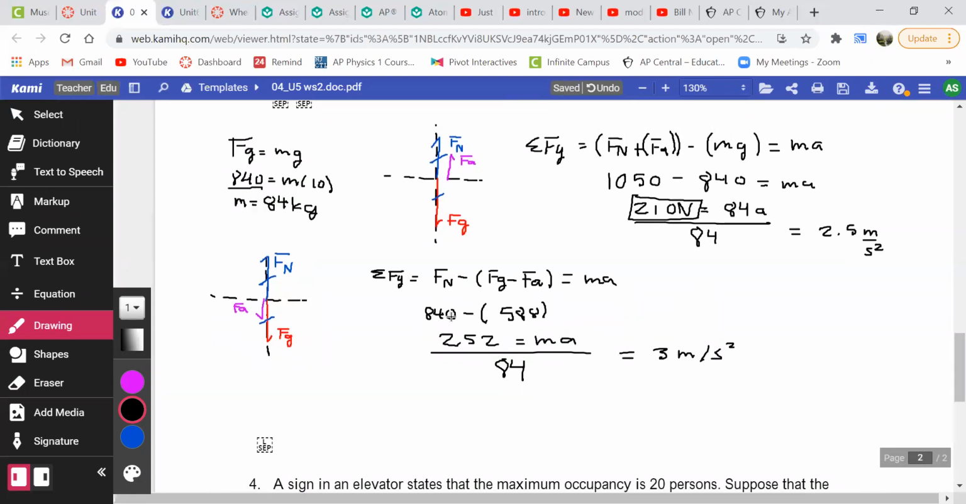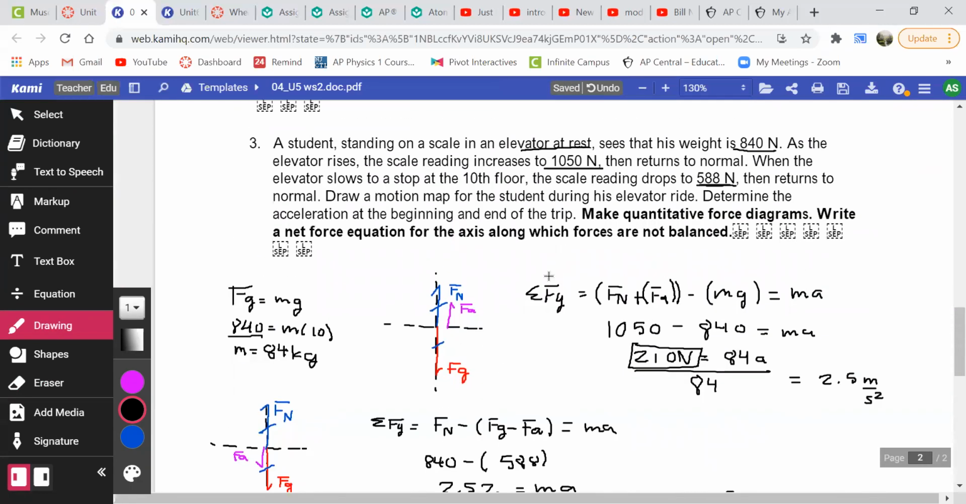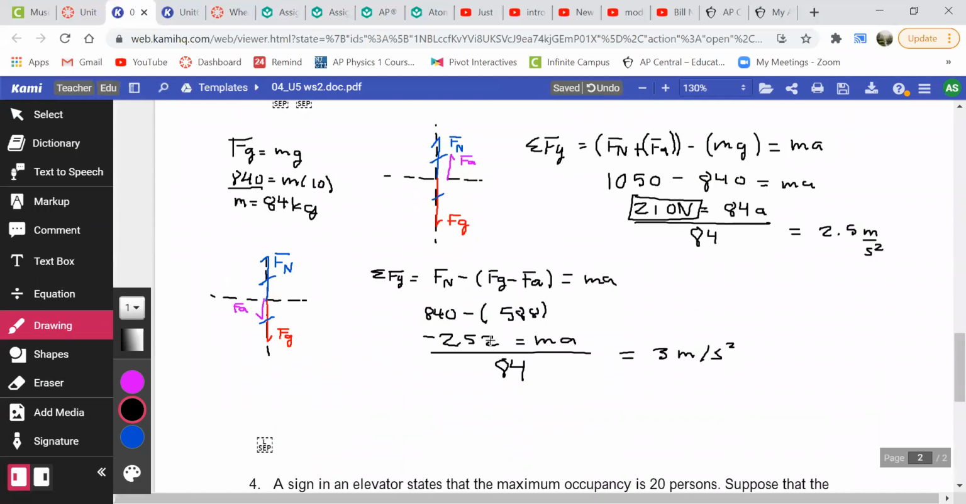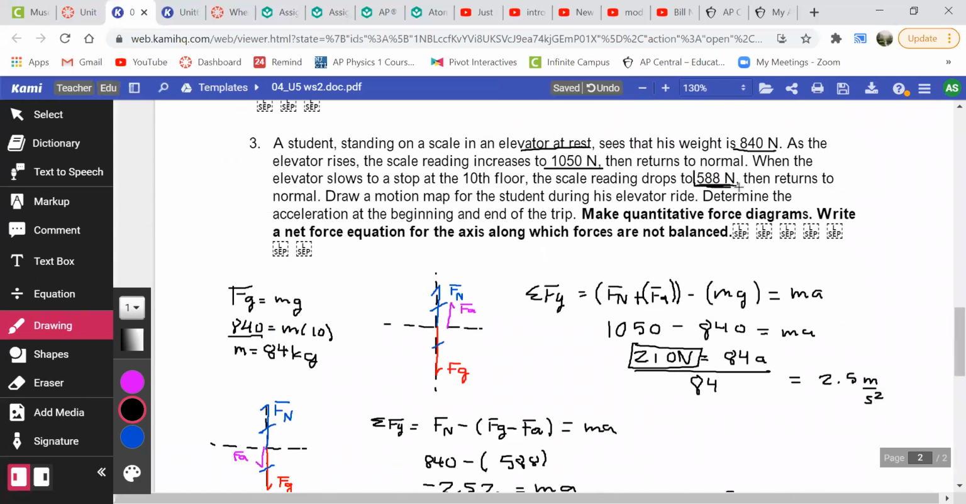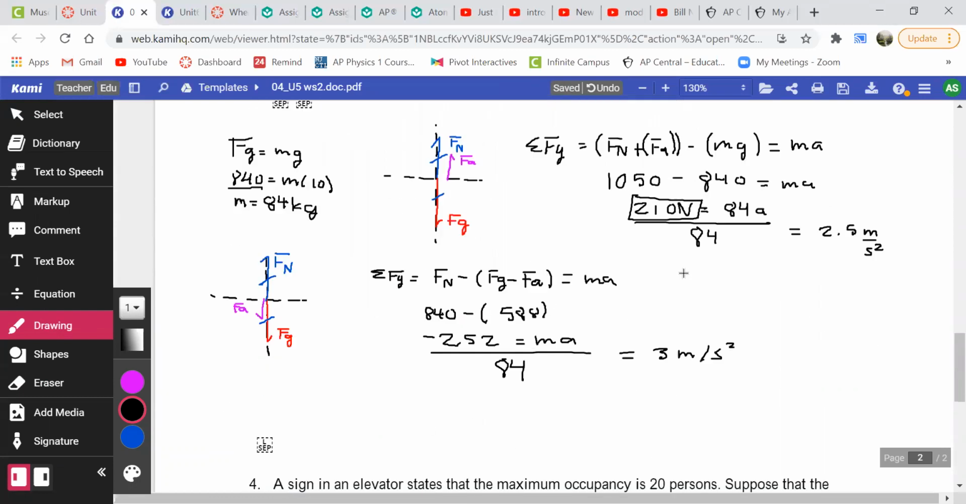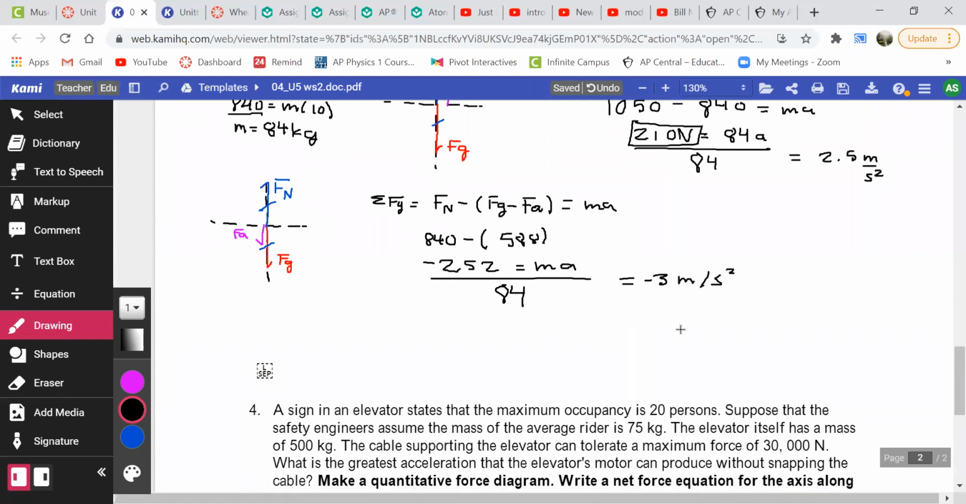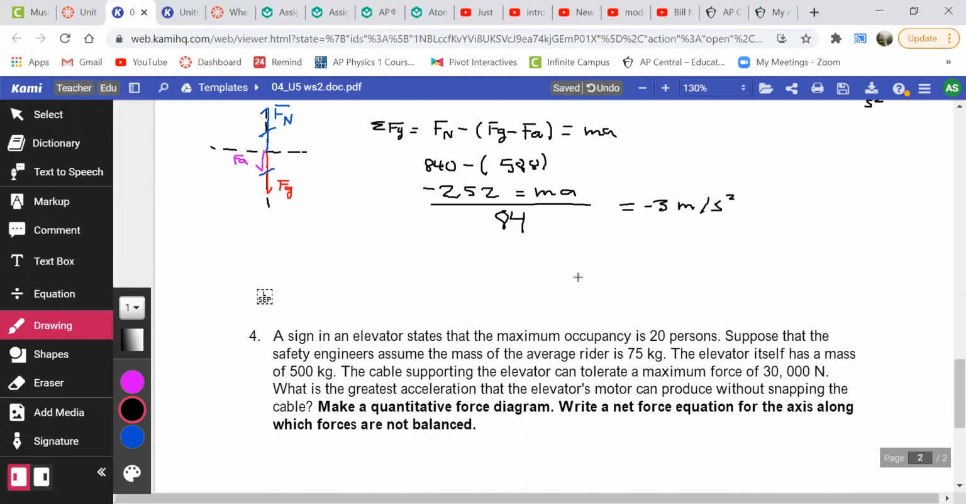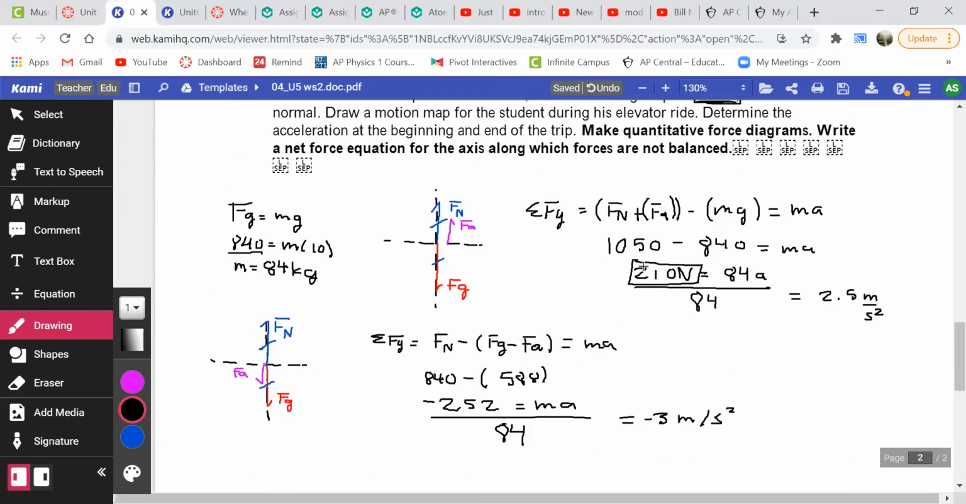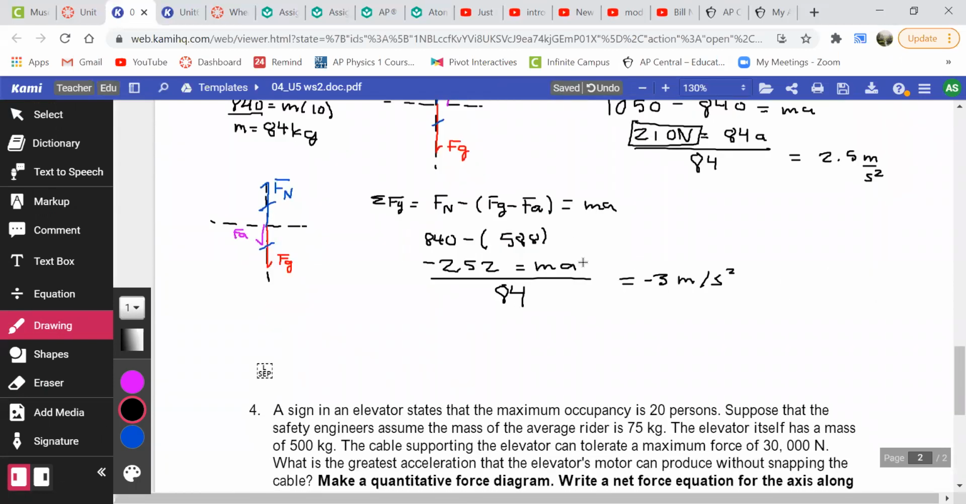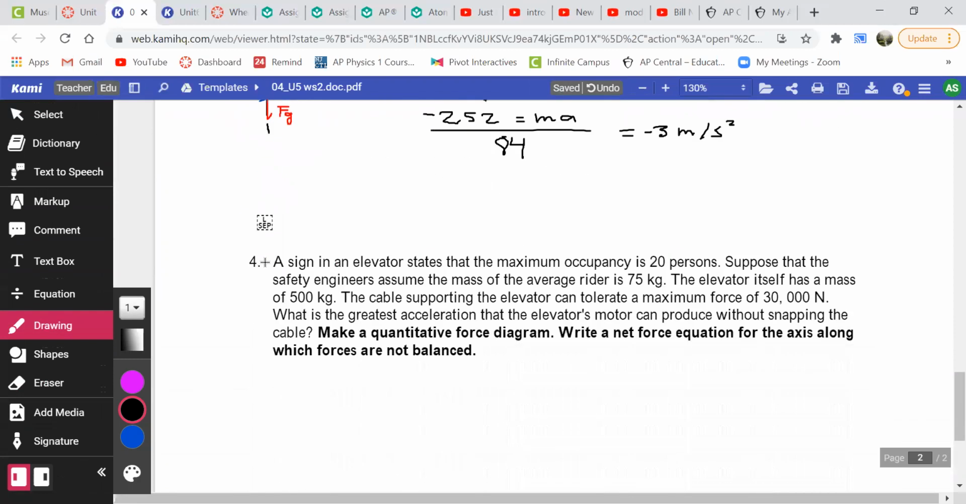The force reading on the second one is different by negative 252 because you'll say N minus gravity is equal to ma. So then you get negative 3 meters per second squared. Setting this up is just good practice, but whenever you've got an object that's being held and accelerated upward or accelerated downward, the scale reading is equal to mg plus ma or mg minus ma.